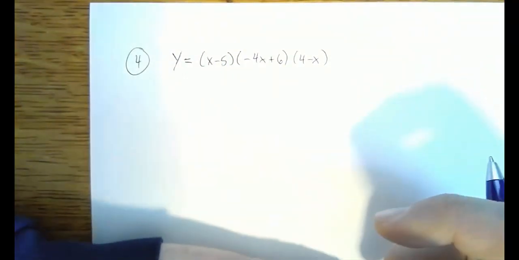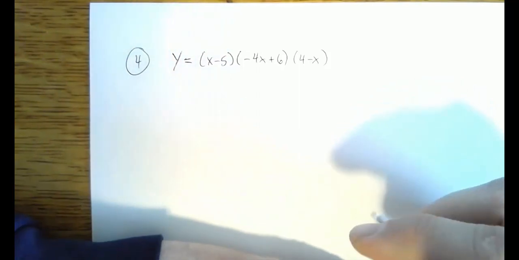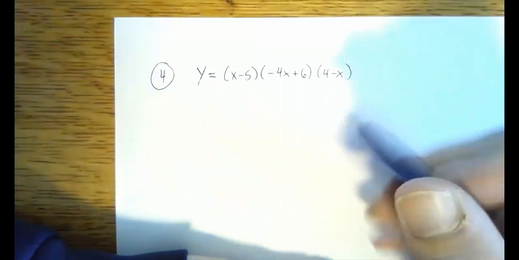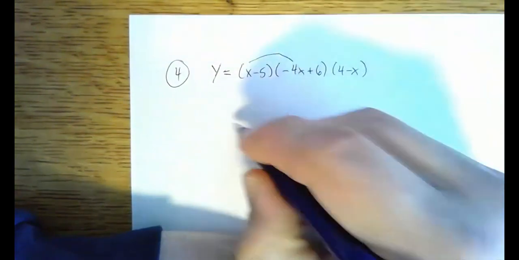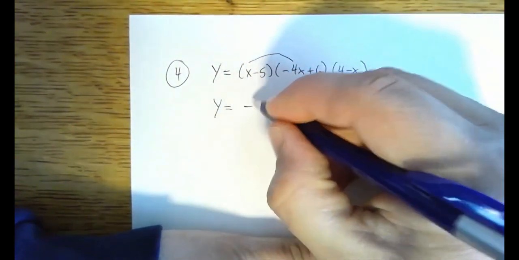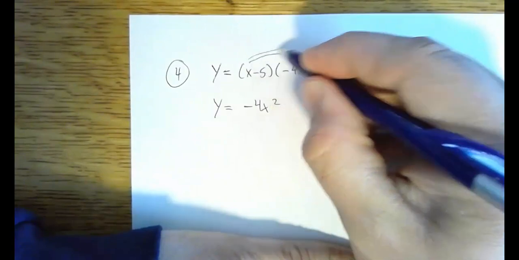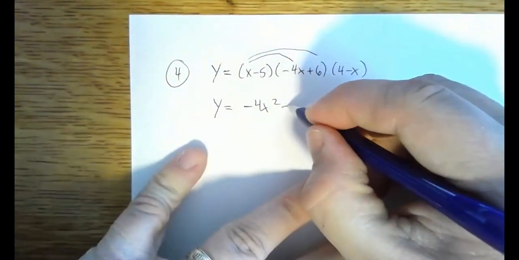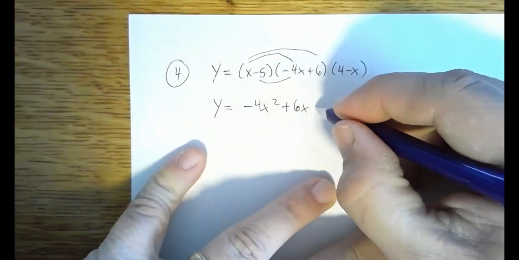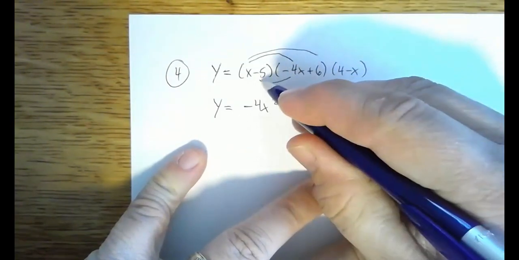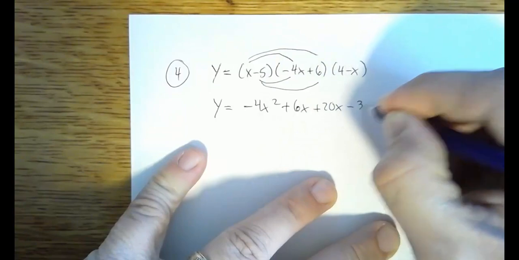Okay, so here is the expression for problem number 4, and I'm going to multiply out all of these terms. First, we multiply out terms 2 at a time. So I'm going to multiply out x times minus 4x and get minus 4x squared. X times 6 is plus 6x. Negative 5 times negative 4x is plus 20x. Negative 5 times 6 is negative 30.